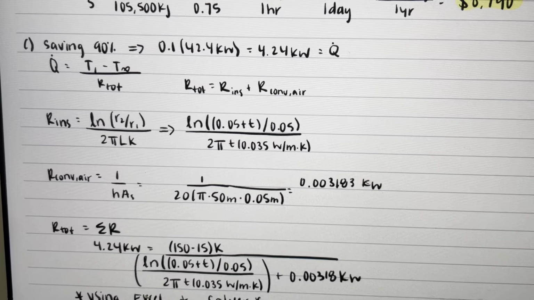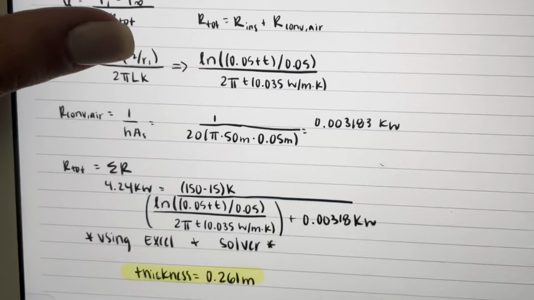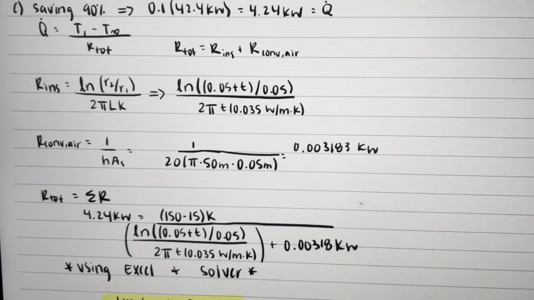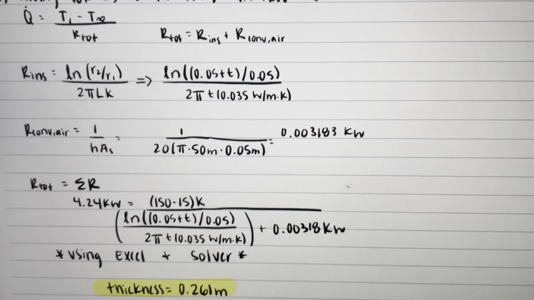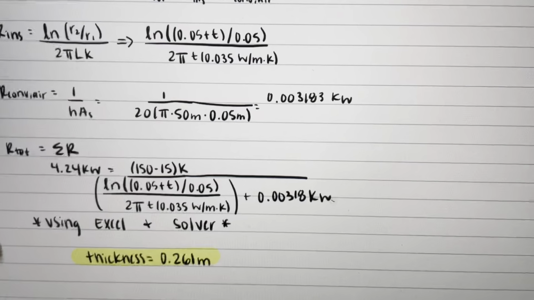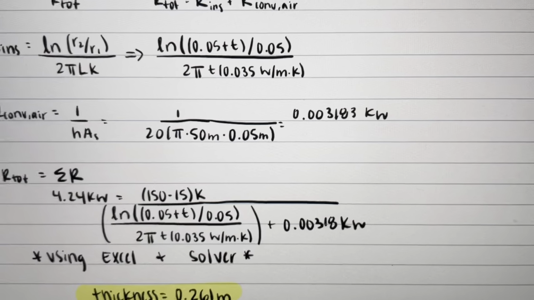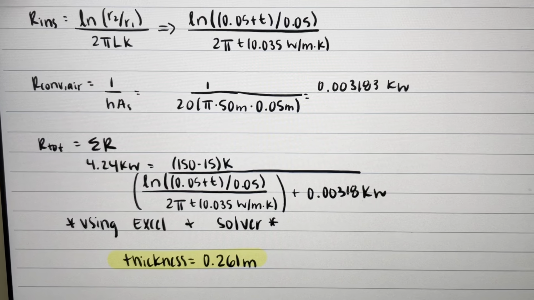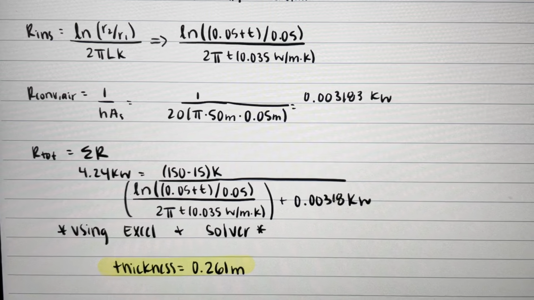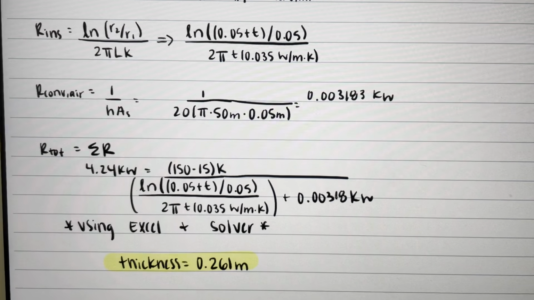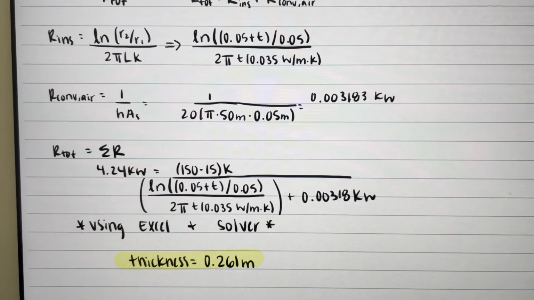Our total resistance is equal to the sum of these, and we're setting that equal to our temperature difference over our required heat loss. So from here, we have an equation with one variable, but this is difficult to solve by hand, so we ended up using Solver and isolating that thickness to equal 0.261 meters.